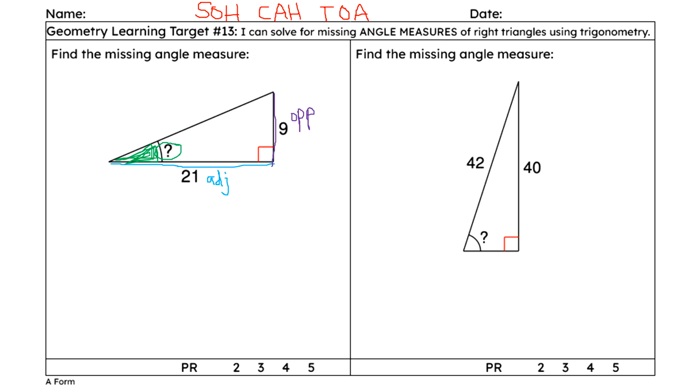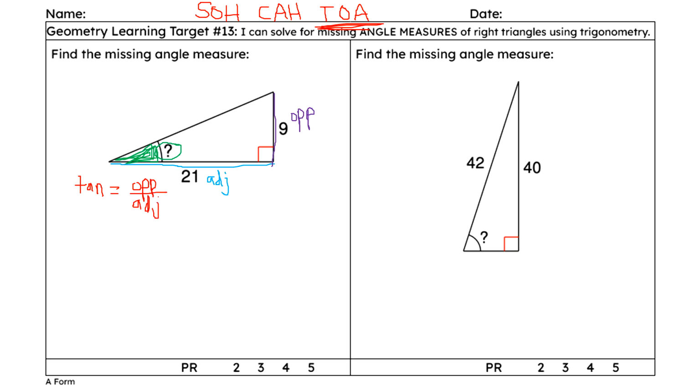What I care about is a relationship between the adjacent and the opposite side. So I need to figure out which ratio, sine, cosine, or tangent, am I going to use? Which one is a relationship between the opposite and adjacent sides? I'm looking for O and A, O and A. Here it is. Tangent is the one that I'm going to be using. Tangent is the ratio of the opposite over the adjacent. So that's the one that I'm going to be using.